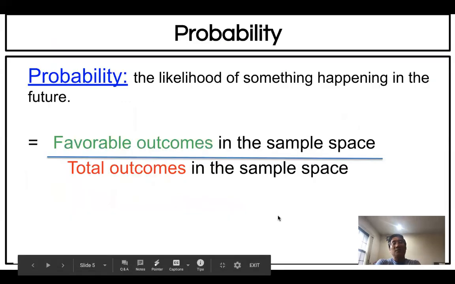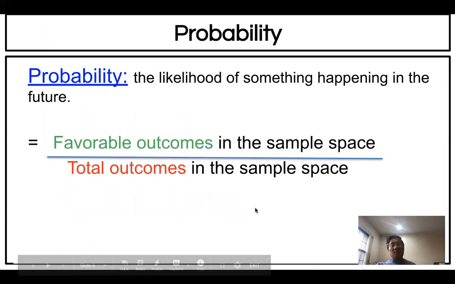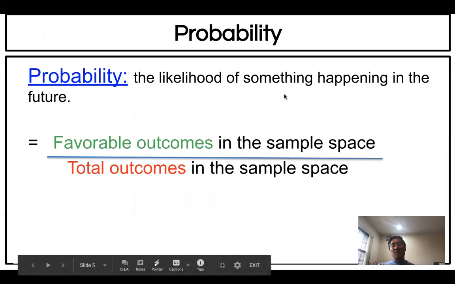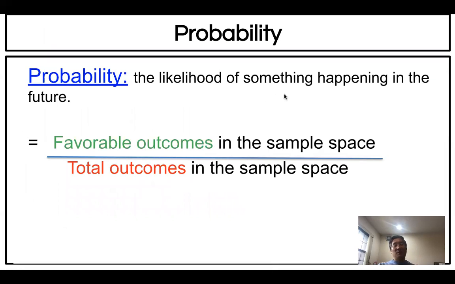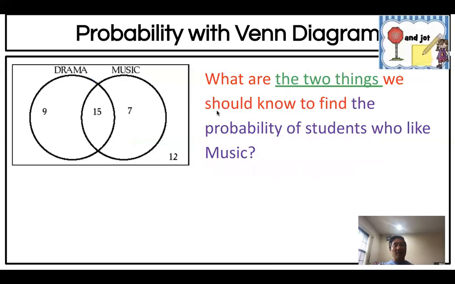But today, as I told you, we need to know about the probability. What is the probability? Let's talk about probability. It's the likelihood of something happening in the future, but simply we can set it as a fraction. Out of total outcomes in the sample space, how many favorable outcomes, what you want to get, the target. So favorable outcomes over the total outcomes, that will be the probability.